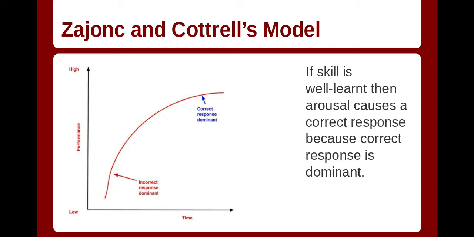And then if a skill is well learnt, then arousal causes a correct response because the correct response is dominant. Okay. So those things that you've been doing that are innate to you, that you've learned a lot throughout your life. Maybe it's a particular routine in gymnastics. It's so well rehearsed, it's well learnt, then actually your arousal levels will cause that to be your dominant response because it's so well learnt.